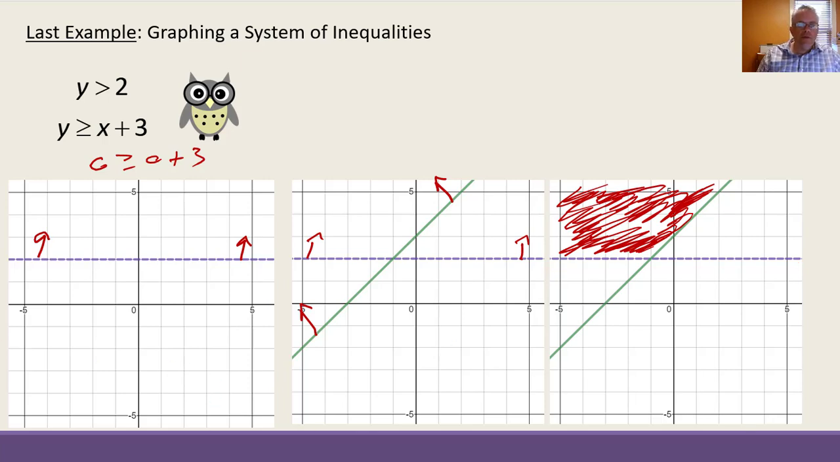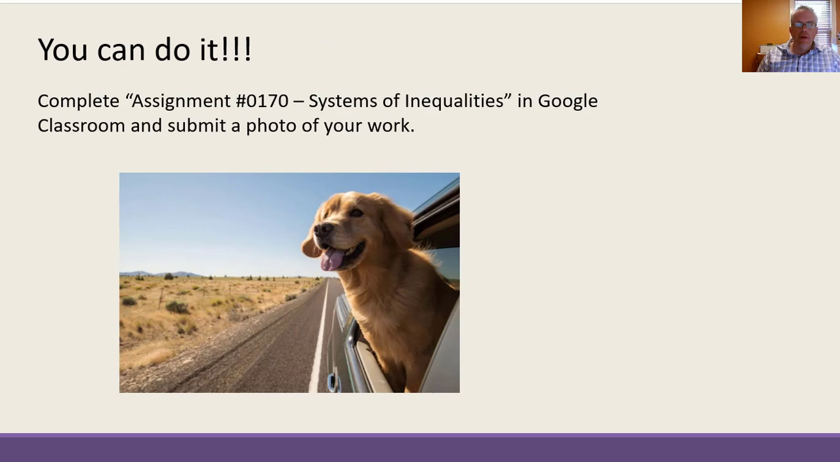Okay, so that was a real fast tour of these. But basically, to graph a system, you graph both inequalities, see which part belongs to both. All right, let's see how you do it.